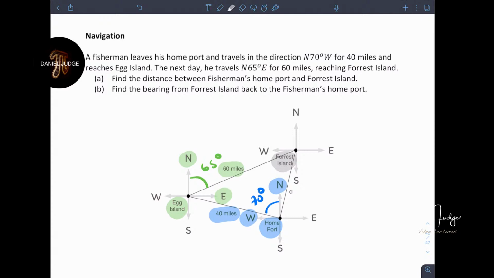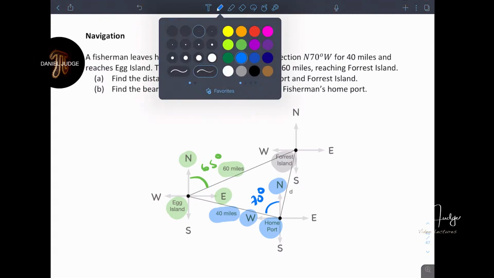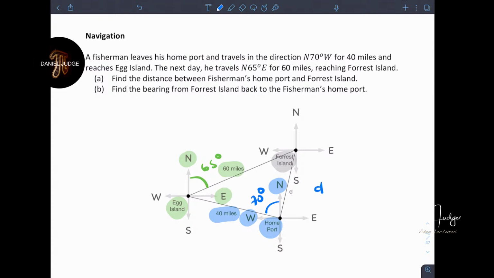So now, here's the question. Find the distance between the home port and Forest Island. So that's still the same. We want to know what D is over here. So they're just asking for this distance over here. Okay. So it looks like this is kind of the information they gave us.